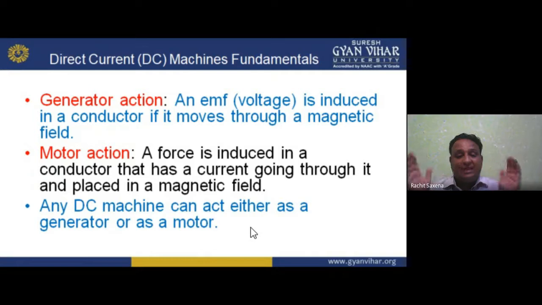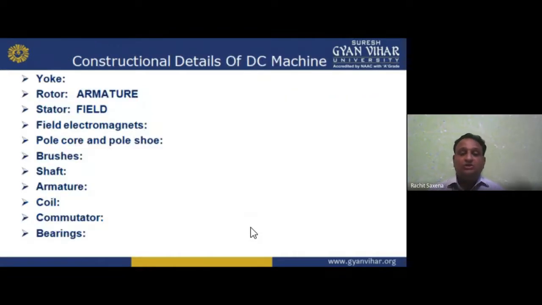So I'm taking a simple machine, but I'm giving electrical and taking mechanical output. That is a motor. If I'm giving mechanical input and taking electrical output, then it is a generator. So same concept. I'm explaining one by one.